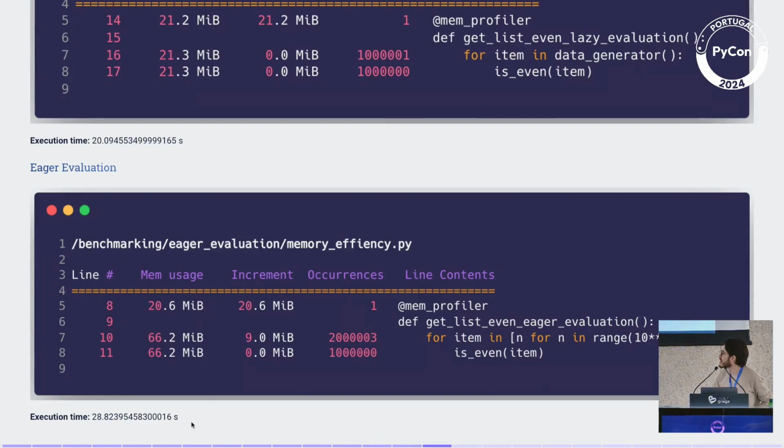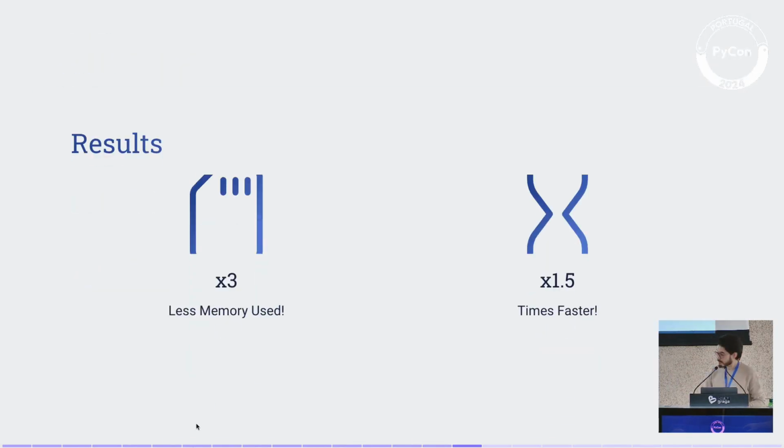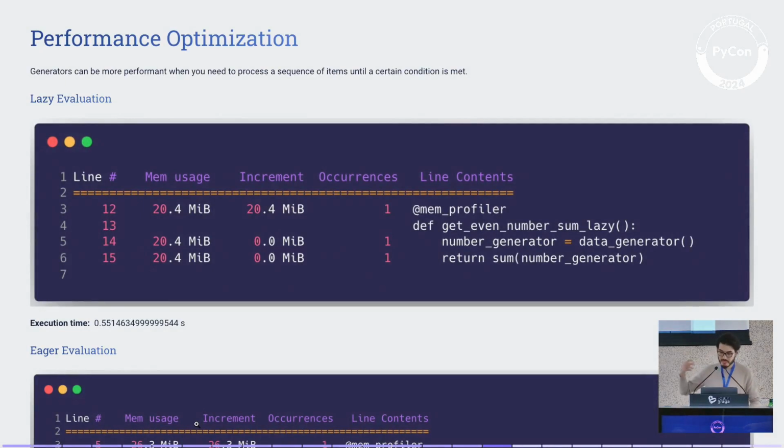No, there we go. So this took about 29 seconds to execute the same logic, right? So these are the results for memory efficiency. So let's jump to performance optimization. So now I've refactored the code a little bit.